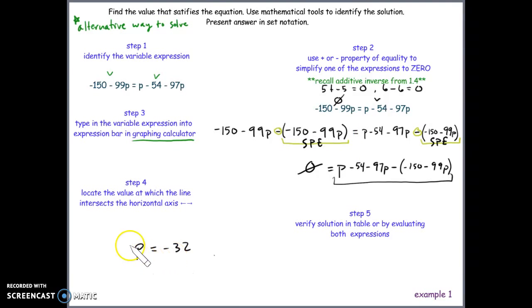So negative 32 is the only value that makes this equation true. So this is a one-solution equation. And one-solution equations will always have lines that are diagonal. So either there will be a positive diagonal line or a negative diagonal line. And we're trying to find that one place that it intersects the horizontal axis. And that place for our particular equation was when it was negative 32. So we can put it in set notation.